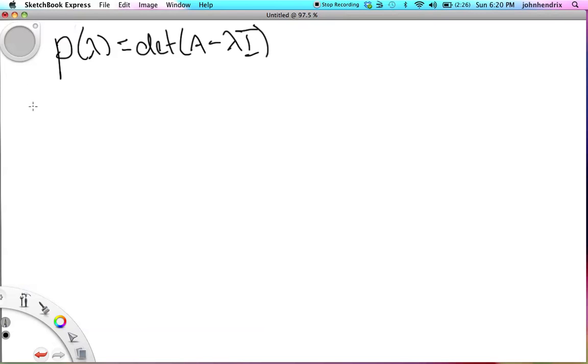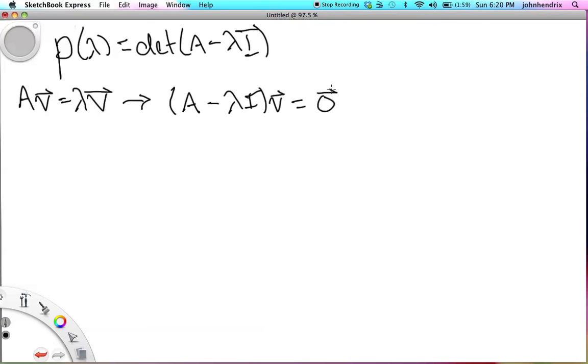If so, that means that we then have the equation A v is equal to lambda v, where here v is an eigenvector of A. So what we can do here is just move the lambda v to the other side, and pull out the v, and we get A minus lambda I times v is equal to the 0 vector.